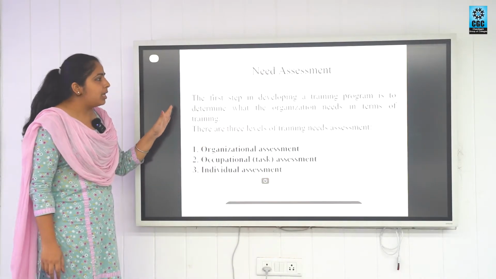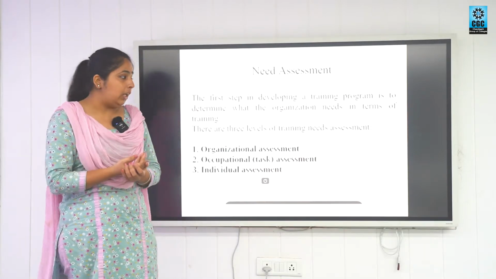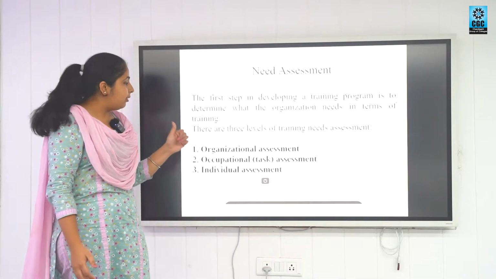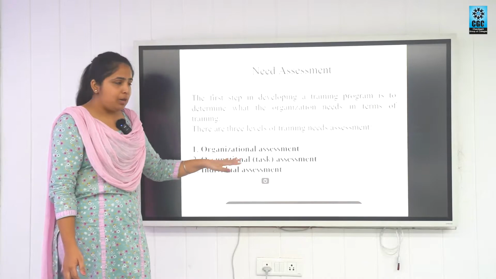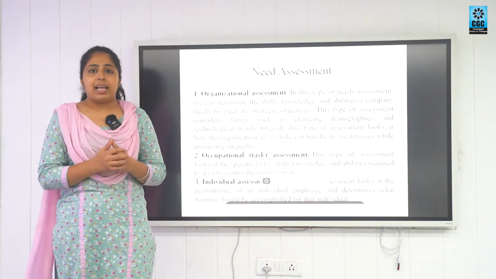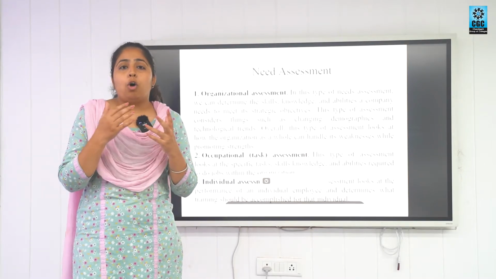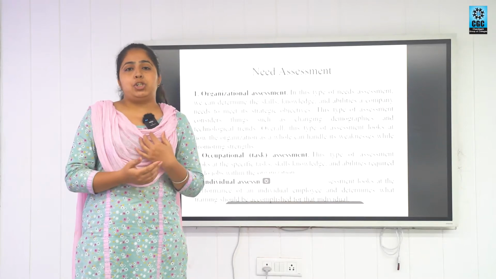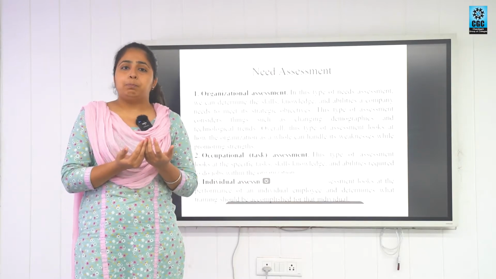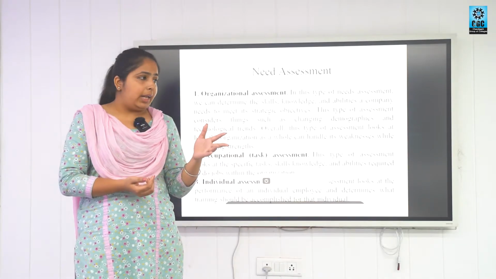Now, the first thing that comes is the need assessment. What are the organizational needs in terms of training? I'll check the needs in 3 steps. First is the organizational assessment, then occupational assessment and individual assessment. In organizational assessment, I'll identify what my organization wants from my employees: what objectives my organization has laid down for the employees, and whether my employees have the skills to complete those objectives, or there is a certain requirement for training.